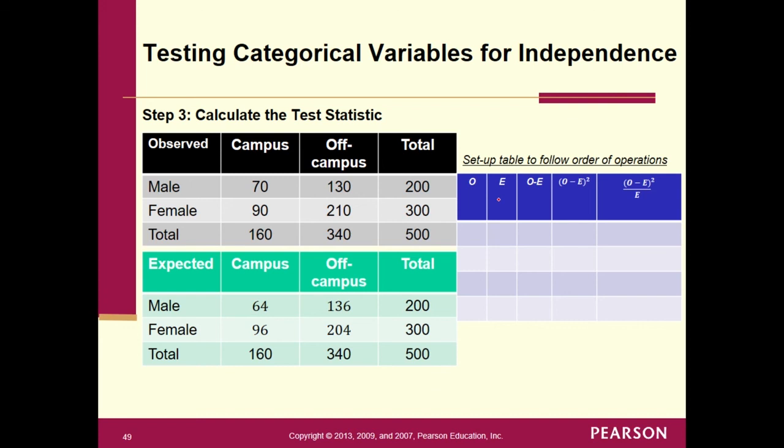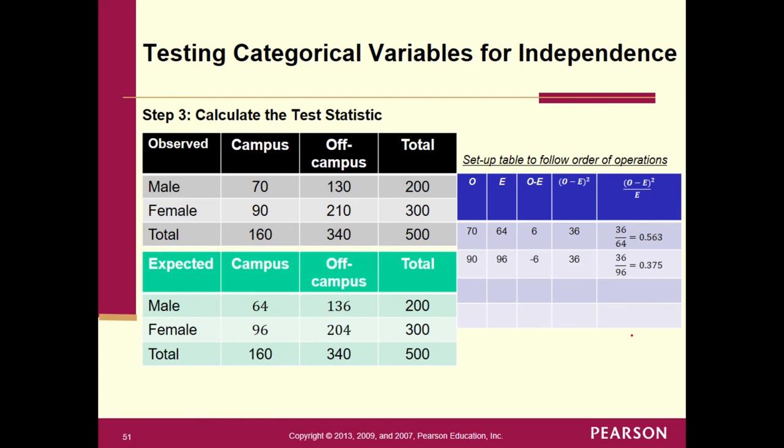We have our O's, we have our E's, O's minus the E's, then they're squared, and then divide by E. So we start with the first one. We would start with, say, 70 as the first O. Then its corresponding E is 64. We subtract, we get 6. We square it, we get 36. So we get 36 divided by the 64, because we come back to this number here, and we get 0.563. And we would do that for each one.